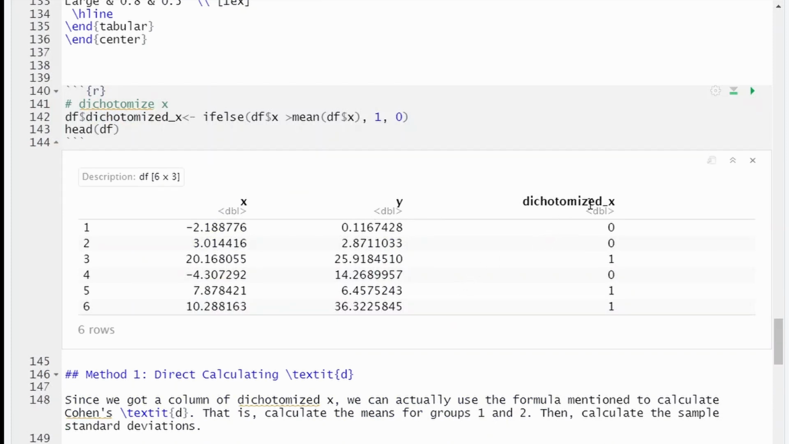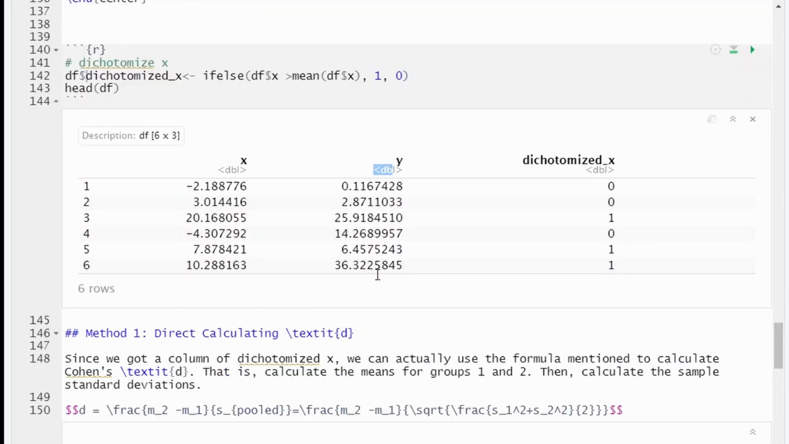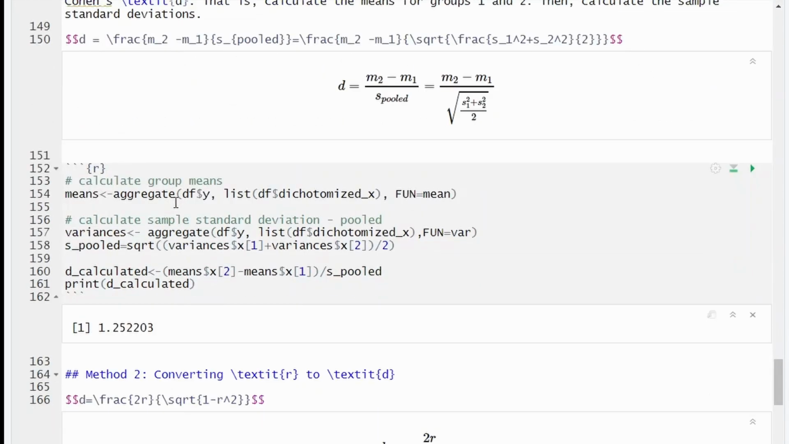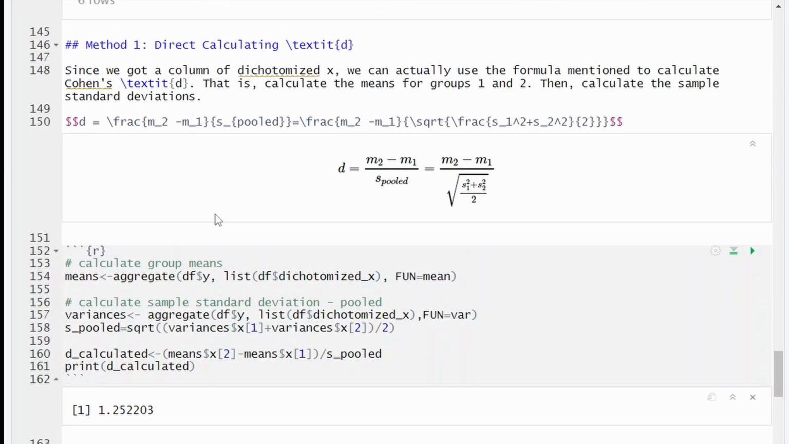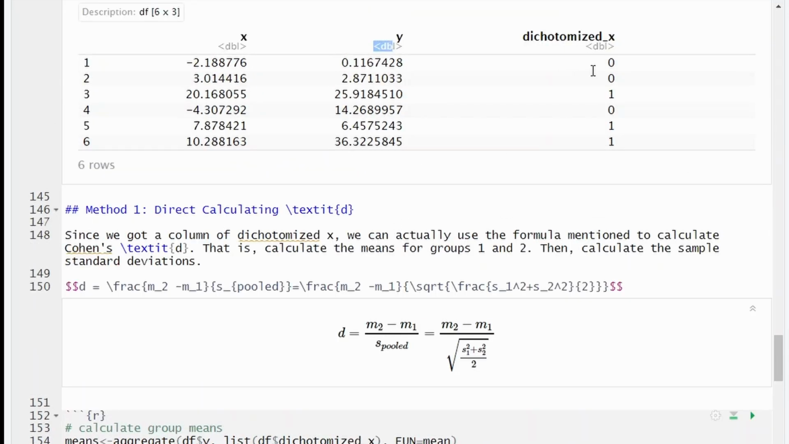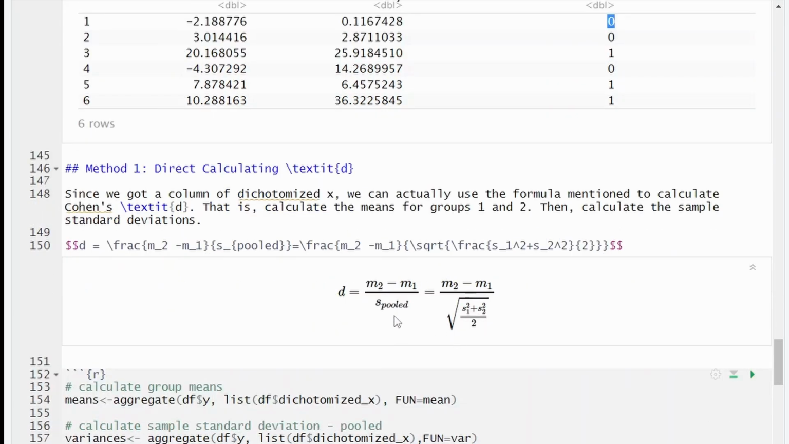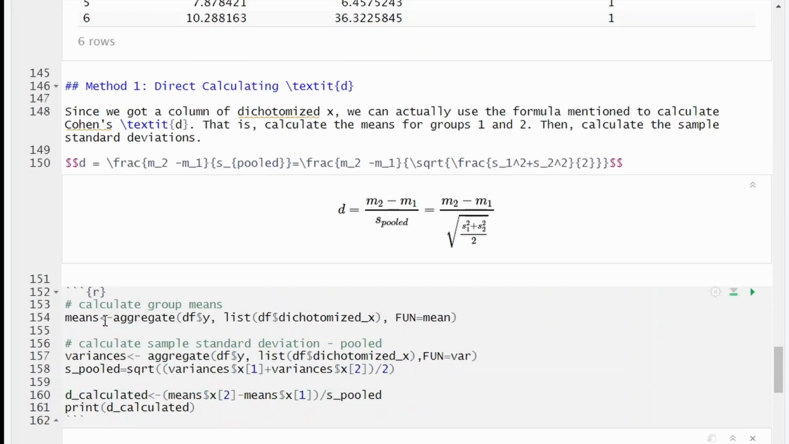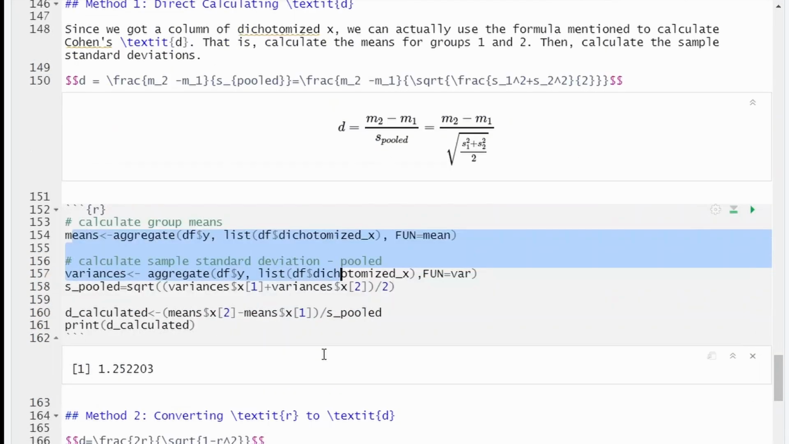So now we have x as binary and y as continuous, so we can use Cohen's d to calculate the effect size. So here is the R code, and this is the formula to calculate Cohen's d. Since x is binary, we can calculate the mean for group 0 and group 1, then calculate the standard deviation, and then calculate Cohen's d. I'm just using this formula to calculate Cohen's d, and we run it.